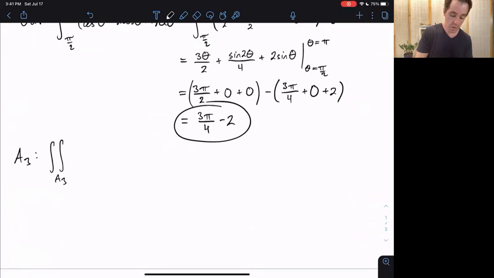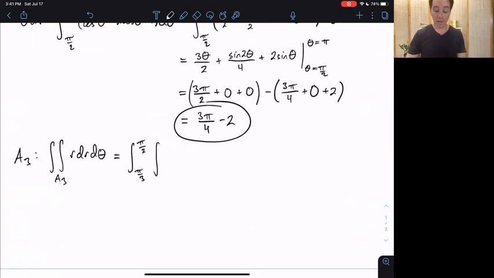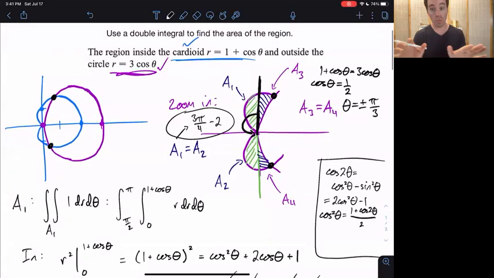Integrate over A3 of r dr d theta. And this is going to be integral of theta. This is what we just put in so much work to get. It's going to be from pi over 3 to pi over 2. R, now this is where things get really interesting, but don't worry, it's not more work. It's just like interesting. R goes from 0 through the circle to the edge of the cardioid.